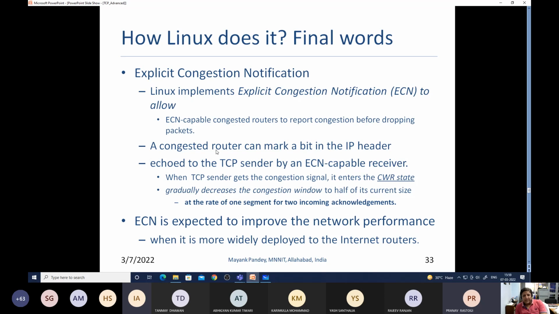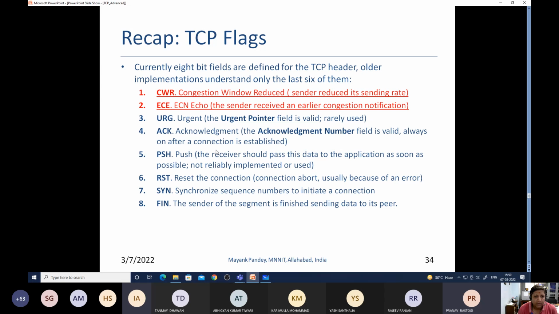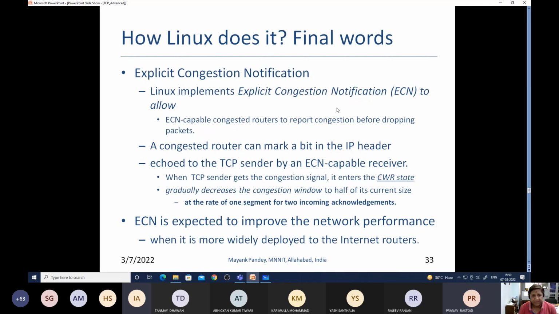Another is explicit congestion notification. As I told you, there are two flags, if you remember, CWR and ECE, which I said I will tell you about later. Explicit congestion notification is the duty of both the router and the end hosts. As I told you initially, congestion control was shifted to the transport layer, TCP. Initially, it was the duty of the network layer. The router used to inform about the congestion. So this explicit congestion notification system is a kind of a hybrid approach.